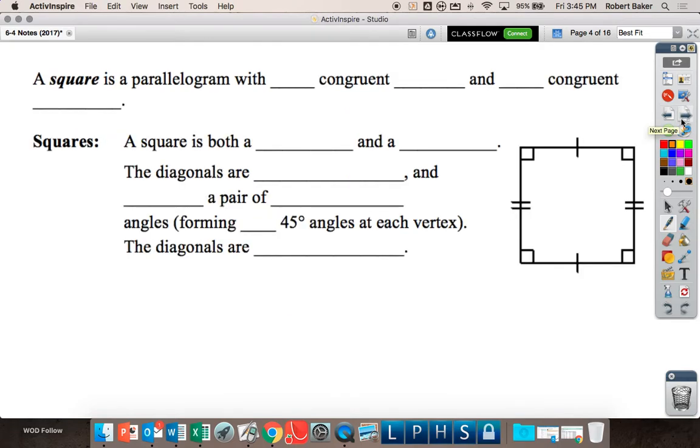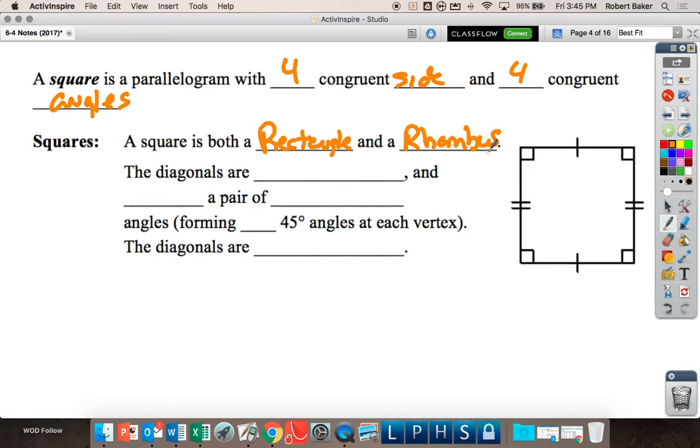So let's fill in these blanks. A square is a parallelogram with 4 congruent sides and 4 congruent angles. A square is both a blank and a blank. Rectangle and rhombus. A square is both a rectangle and a rhombus.